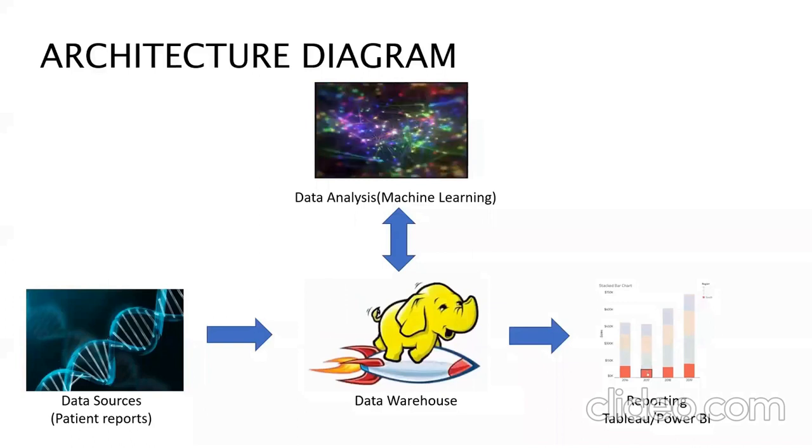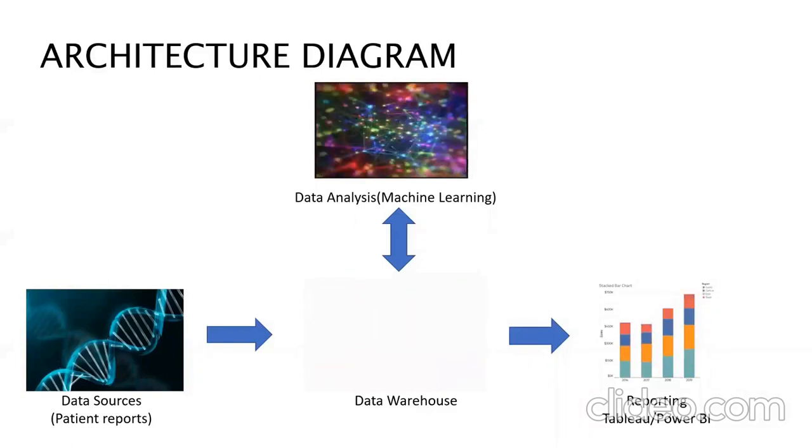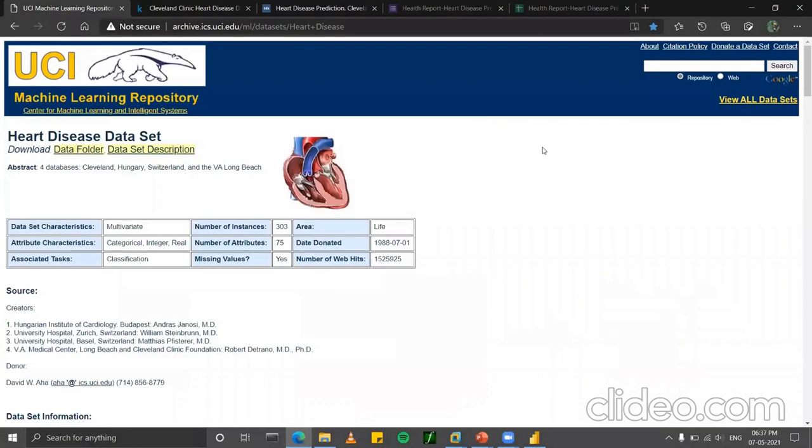Before discussing the architecture for the project, I would like to discuss the dataset that we have used. So here is the dataset. We are using the heart disease dataset from the UCI repository, which was collected in 4 different hospitals. One is from Hungary, another is from Zurich. The rest 2 are from Long Island and Cleveland.